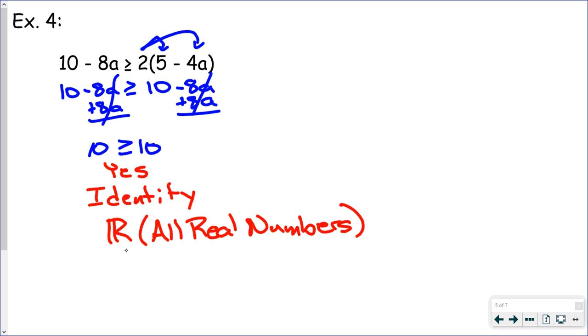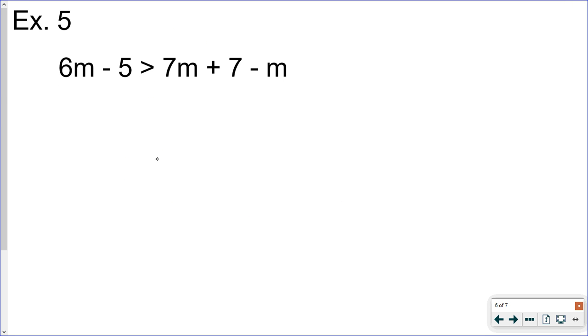So you might see this symbol written sometimes. All right, so it's important to know that with inequalities, it is possible to get identity or no solution as your answer. All right, so let's look at another one.